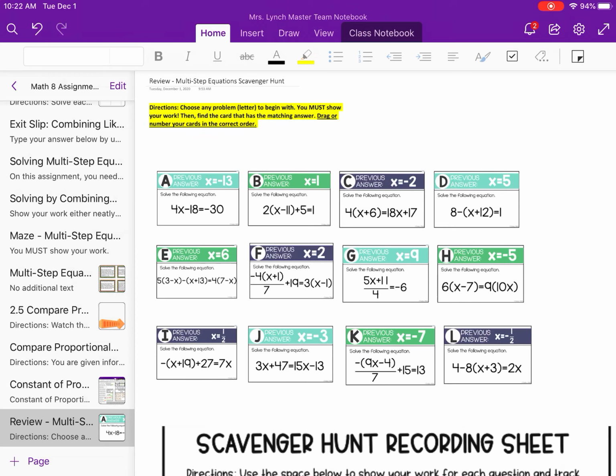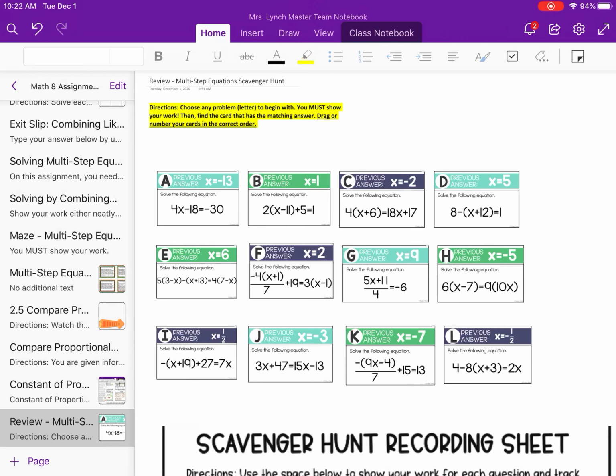We've done things like this before in class. So you have 12 different cards. And what's going to happen is when you get an answer, that answer will be found on another card. And then that will be the card that you do next. So this will all be one big loop when we're done.